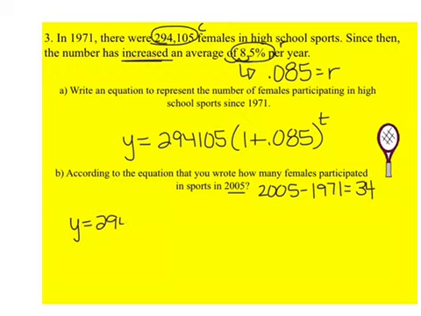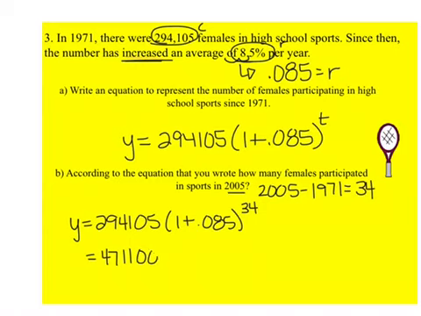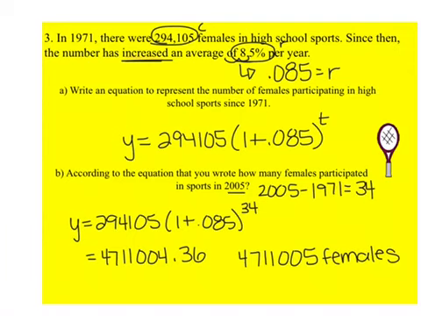So I'm going to get 294,105 times 1 plus 0.085, all to the 34th power. If I plug that into my calculator, I get something that looks like 4,711,004.36. So be very careful when you are looking at this. We cannot have 0.36 of a female or of a person. So we want to make sure that we round that to the nearest whole person. So my final answer would be 4,711,005 females. Make sure that you are labeling these with what we're talking about.